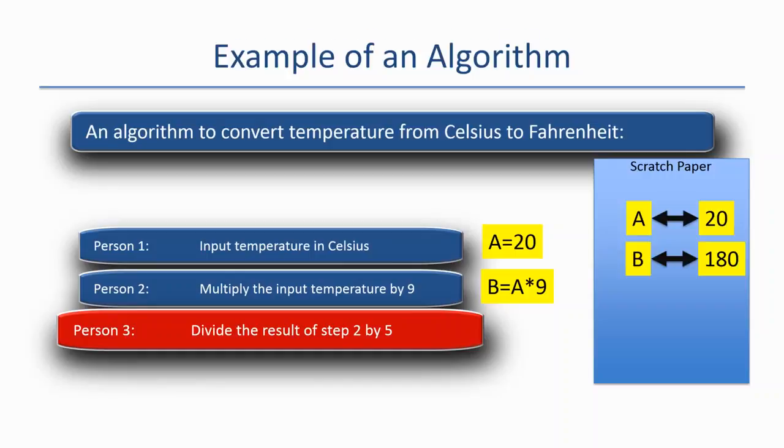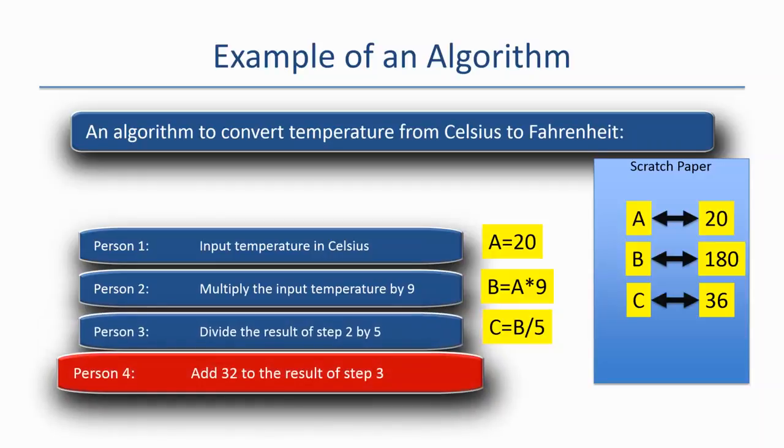Now person 3 needs to get the result of step 2 and divide it by 5. And this is how you would say it. This statement says to the person 3 that go to the scratch paper, get the value which is associated with identifier B, divide it by 5, and then put the result into the scratch paper and associate it with another identifier, in this case C. With the same token, person 4 is supposed to get the result of step 3 and add 32 to it, and this is how we'll say it.